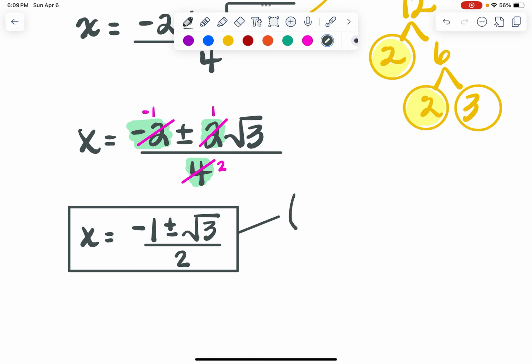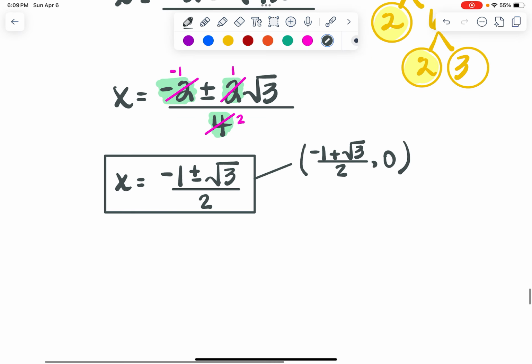So I could also write this as -1 plus the square root of 3 divided by 2, comma 0, right? That's the first x-intercept. And my second x-intercept would, of course, be -1 minus the square root of 3 divided by 2, comma 0, right? So it is two totally different answers, right?